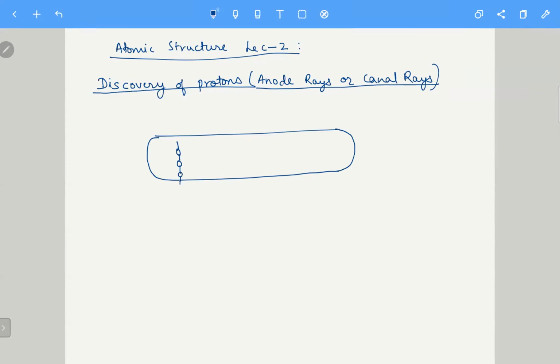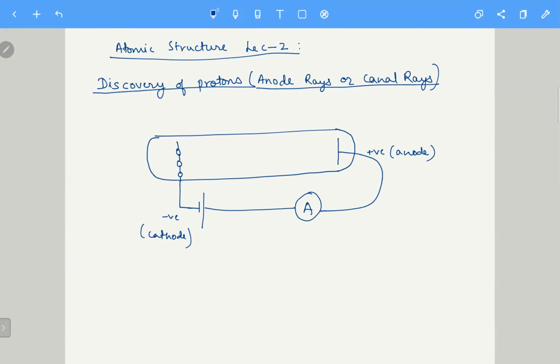And in addition to that, it was observed that some faint glow is also produced at the cathode end. This is the negative terminal, the cathode. This is the positive terminal, the anode. Definitely some glow was produced at the anode end when coated with a fluorescent screen. The glow was intensified.